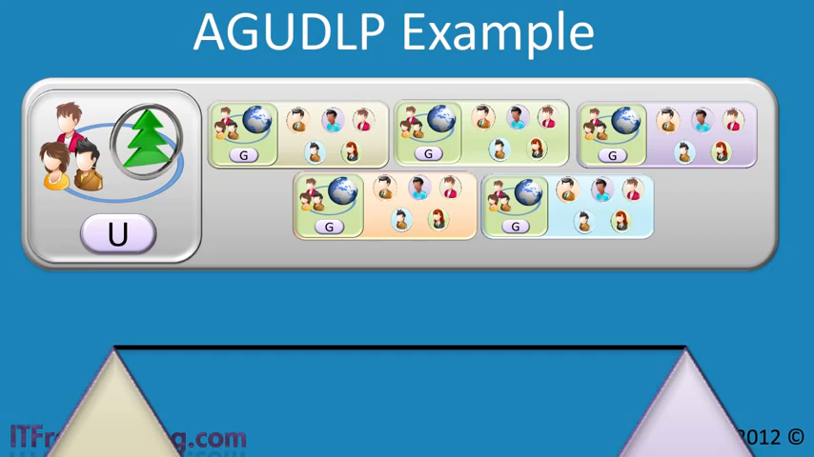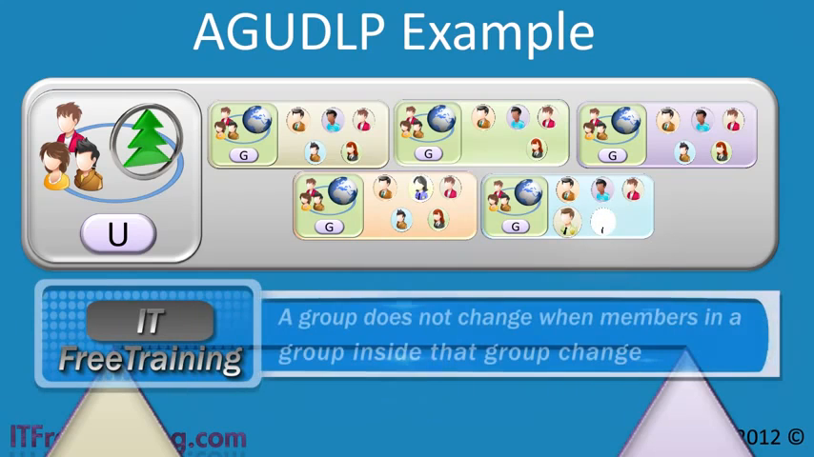Notice that now the global groups have been put into universal groups. The universal group only changes when a global group is removed or added to the universal group. Users can be changed in the global groups as often as is required. Each time a user is added or removed from one of the global groups, notice that the universal group does not change.